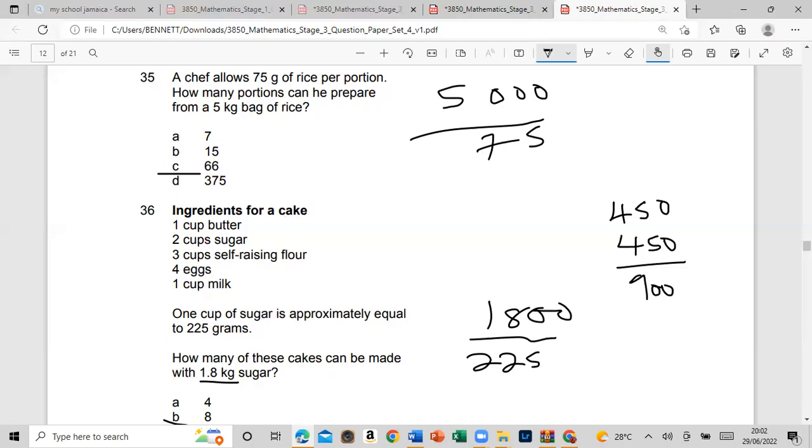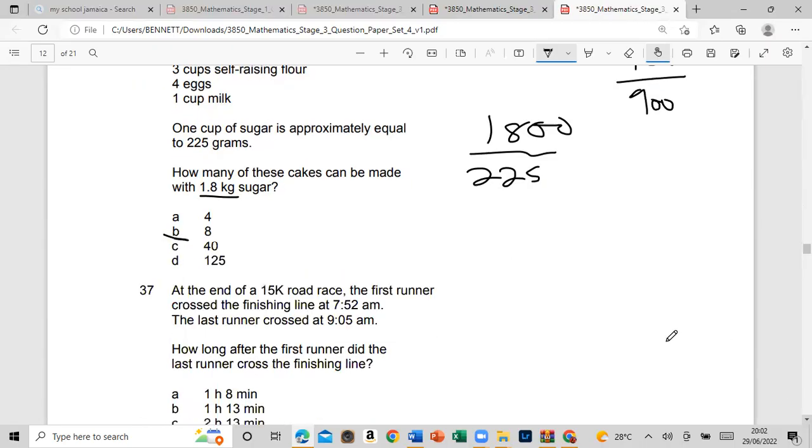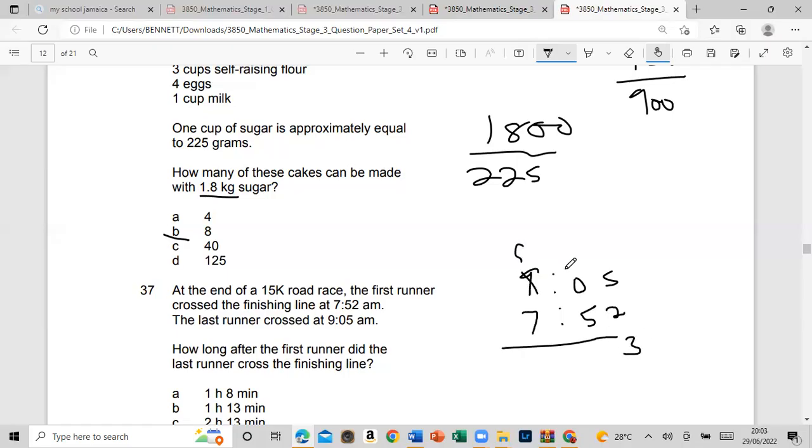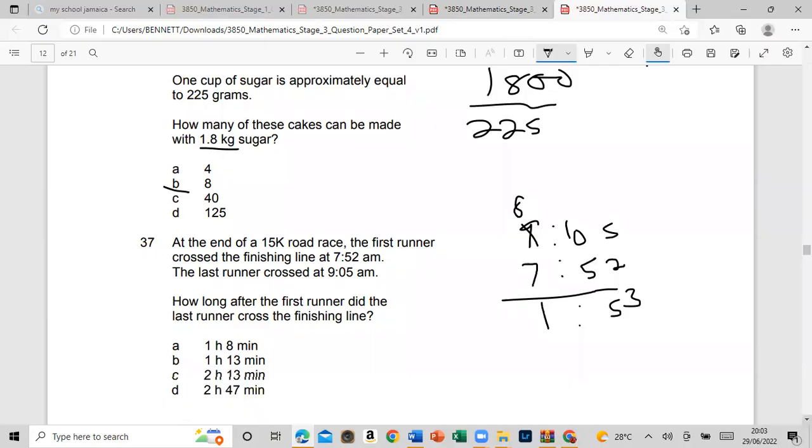At the end of a 15K race, the first runner crossed the finishing line at 7:52, the last runner at 9:05 a.m. How long did the last runner take to cross the finishing line? So, 1 hour and 53 minutes. Let's see that. How do we go down? Now 9:05.